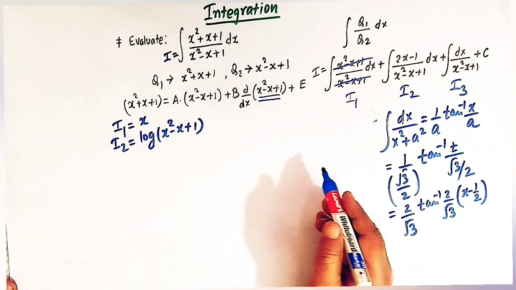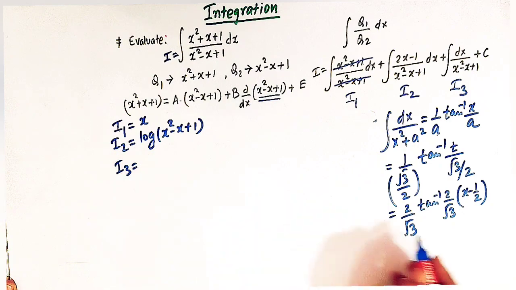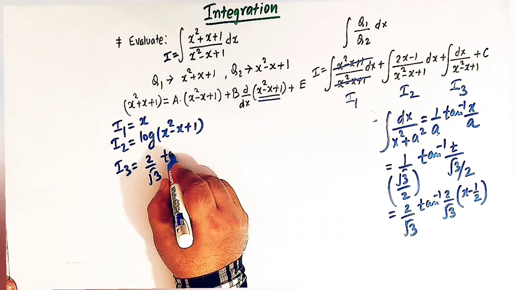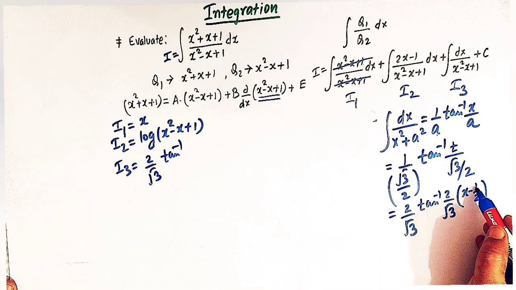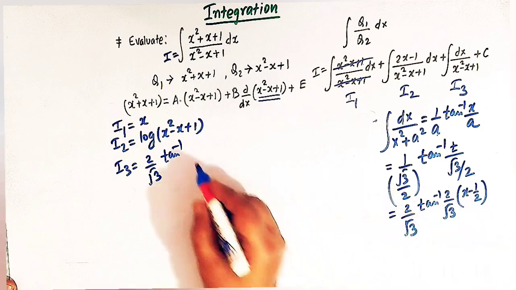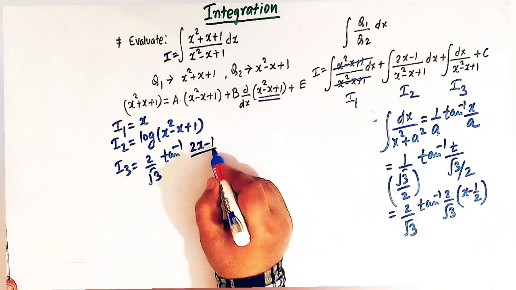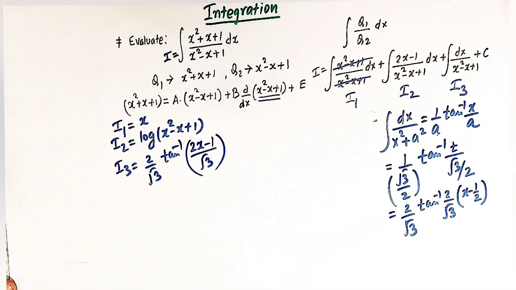So the value of this integral I3 is given by 2 over square root of 3 tan inverse, and if we multiply these two numbers by 2, so we have 2x, and then here we have simply 1, and in the denominator we have square root of 3, right?